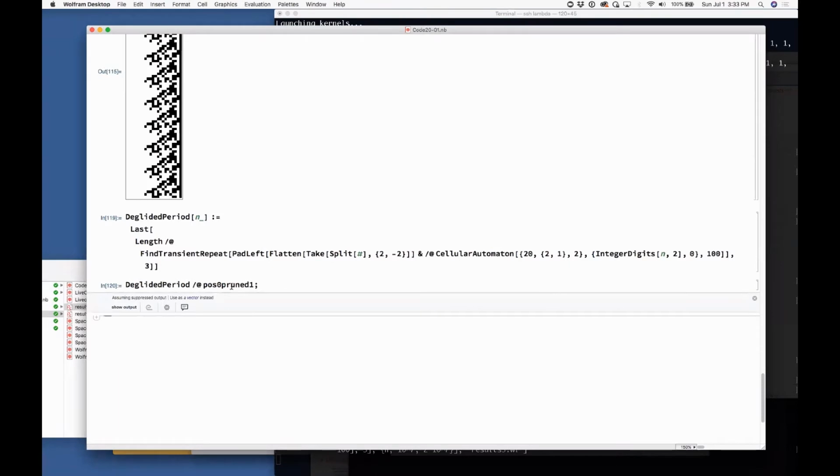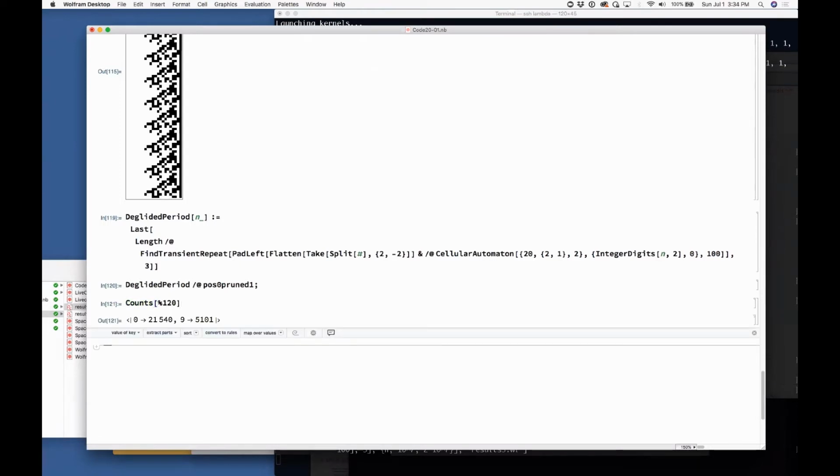Okay, now over here, let's make a counts in %120. Oh, that's interesting. So that's telling us that there are 5,000 cases in which we've successfully identified a glider at period 9. But there are still 21,000 cases in which we failed to get it.